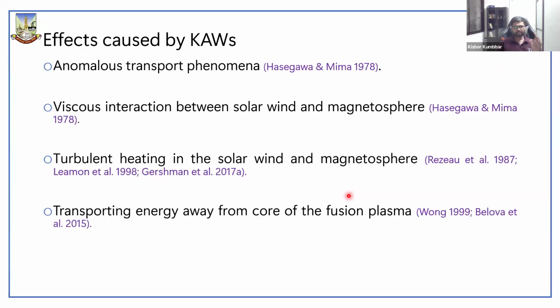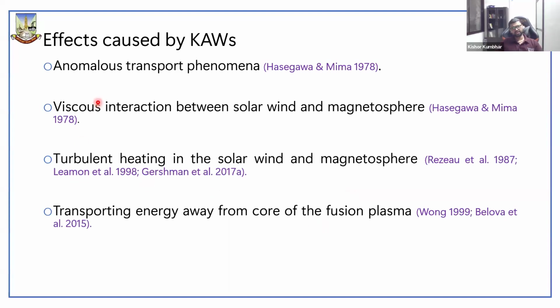Now, let us see what the implications are, or what the effects caused by the KAW are in different environments. Usually, the scale length of the KAW waves is far greater than that of the electrostatic waves, because of which they support a process of anomalous transport, where they cause diffusion of the radioactive particles and thus cause the ring currents. And along with that, they heat the electrons in the magnetopause, because of which it causes generation of stable auroral arcs.